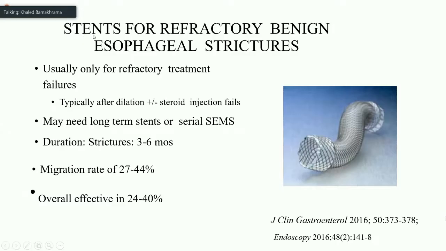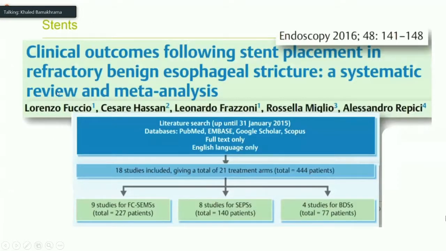The next will be a stent for refractory benign esophageal stricture, usually only for refractory treatment. When you fail with dilatation and injection of steroids, you need to keep it at least 3 months. And the problem of these stents are the migrations. Overall effectiveness is unfortunately not more than 40%. The clinical outcome following a stent placement in refractory benign esophageal stricture.